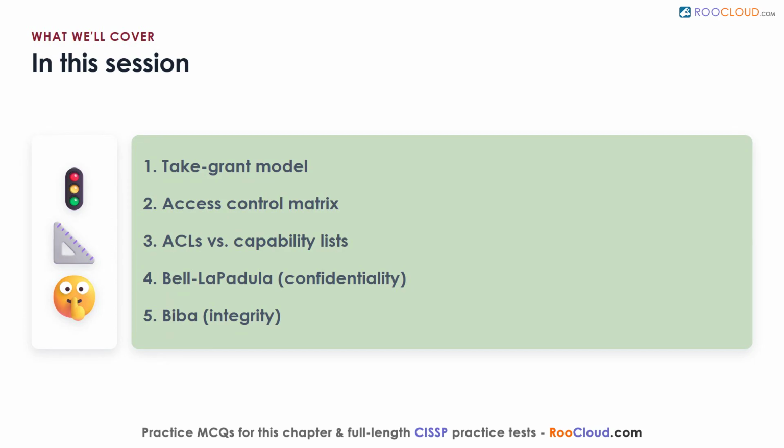We'll answer several questions. How does the take grant model pass rights around? What is an access control matrix? How do ACLs and capability lists differ? How does Bell-LaPadula protect confidentiality? And how does Bieber flip that same idea to protect integrity?